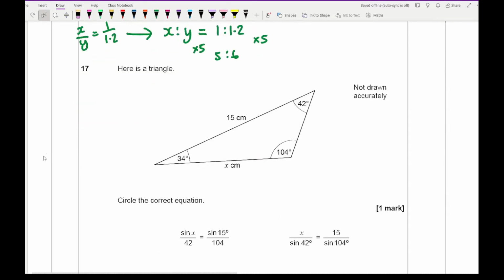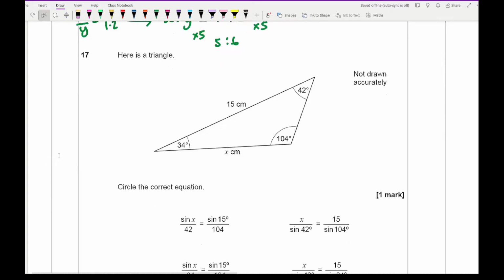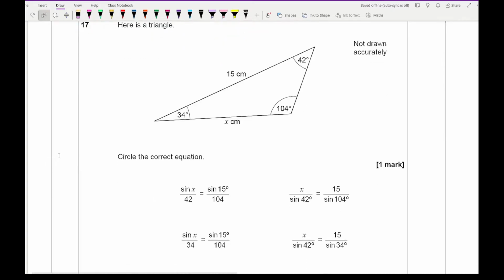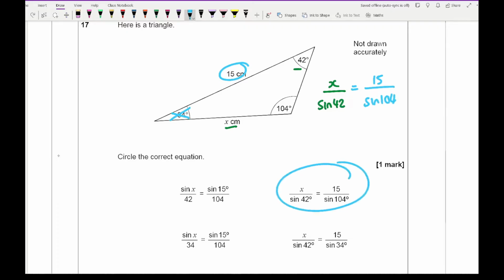Then with question 17, it says here is a triangle, and what I'm going to have to use is the sine rule to work out what x is. So again, looking at opposite sides, x is opposite to this, so it's going to be x over sine 42, and then I'm going for 15 because I don't know what this length is. That length then becomes obsolete, so it's 15 over sine of 104, which is that option there.